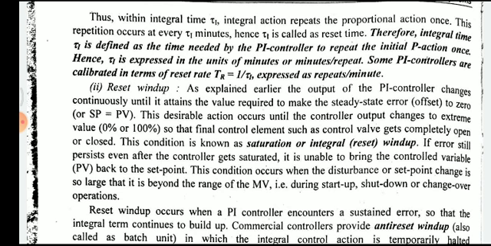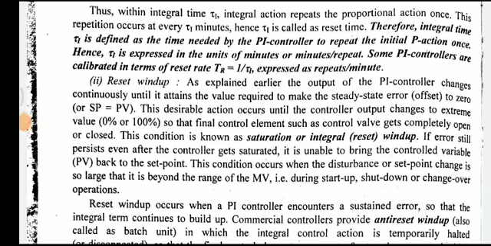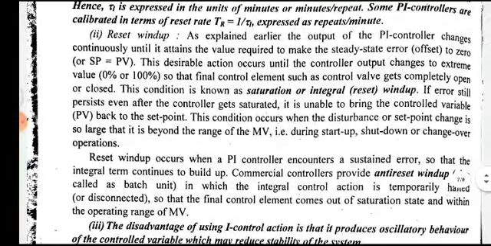the PI controller. So the integral time tau 1 is defined as the time needed by the PI controller to repeat the initial P action. Hence tau 1 is expressed in the unit of minutes, or minutes per repeat. Some PI controllers are calibrated in terms of reset time, that is TR equal to 1 by tau 1, expressed as repeats per minute.